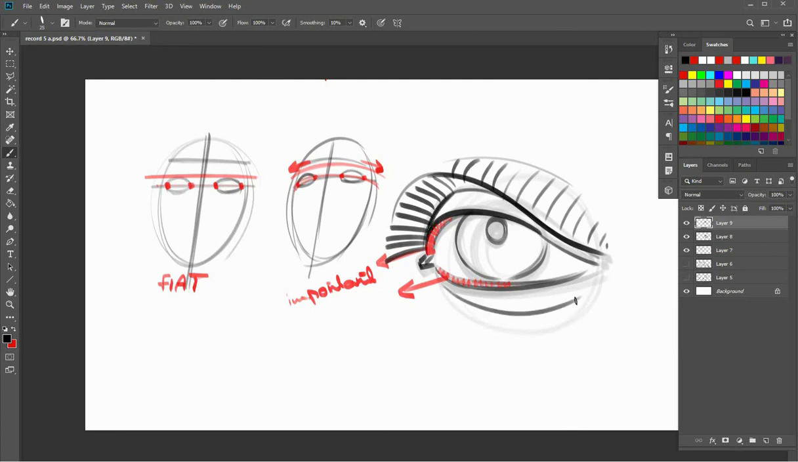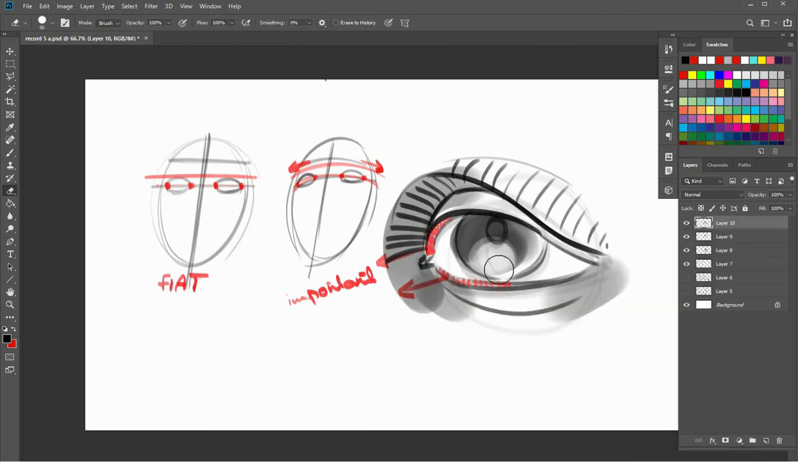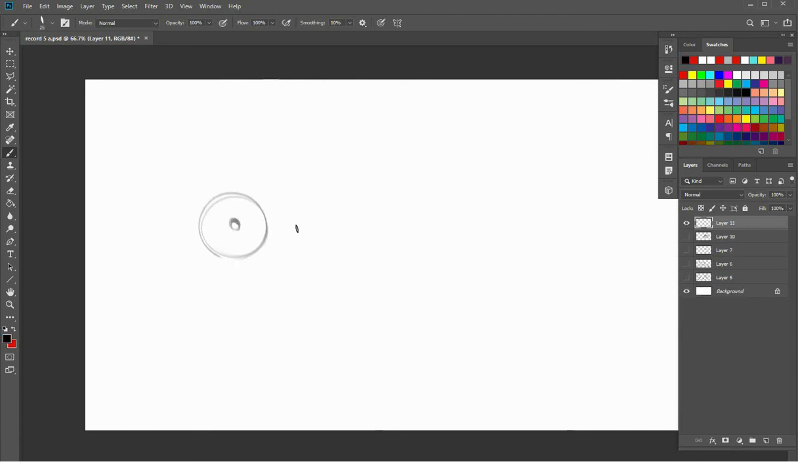The inner part of the eye is concave, and the outer part is convex and raised. Of course, this is a general rule, and in different types of eyes, the intensity of this convexity and indentation is different, which I talk about in the next video.